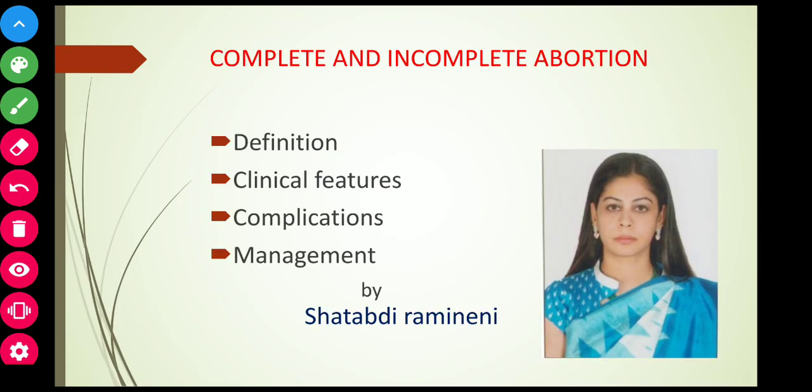So here we have seen complete and incomplete abortion. Here we will have a quick summary. Complete is when the products of conception are completely expelled out, that is complete miscarriage. Incomplete is when the entire products of conception are not expelled out, instead a part is left inside the uterus. That is called incomplete abortion.